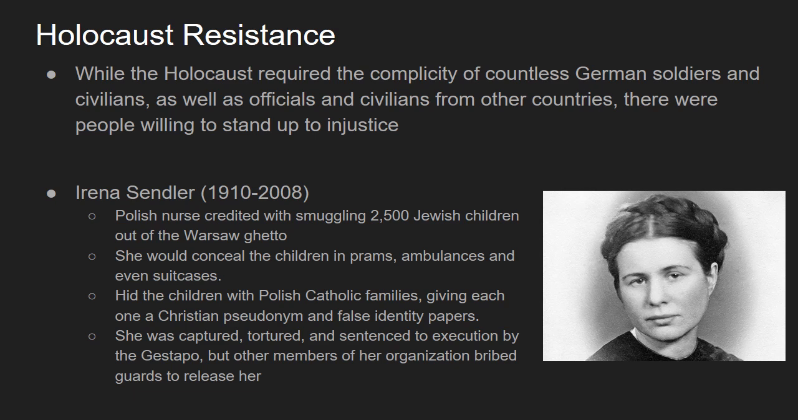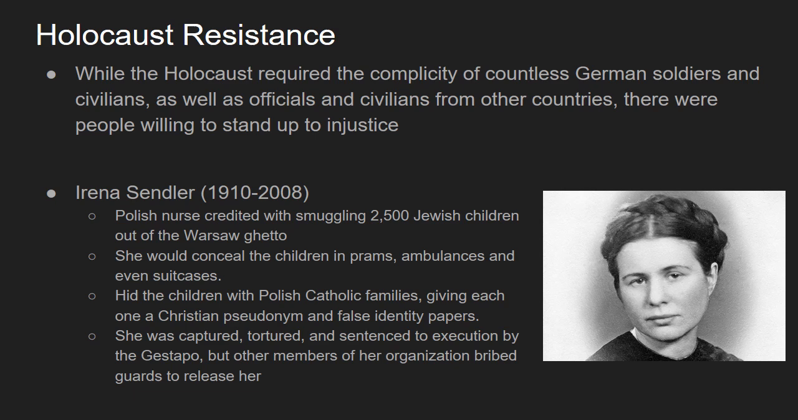So there are people like Irina Sendler, who was a Polish nurse who was responsible for smuggling over 2,500 Jewish children out of the Warsaw Ghetto. In her capacity as a nurse, she had access to the ghetto to conduct sanitation inspections. And when she visited, she would conceal children in prams, in ambulances, even in suitcases to get them out.